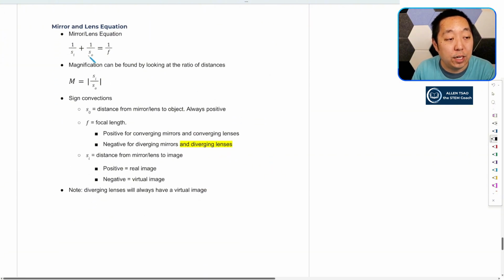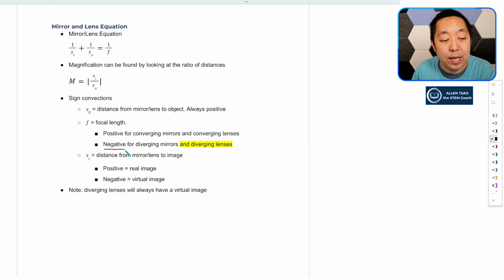Now, if we look at this equation here, 1 over SI plus 1 over SO equals 1 over f, what changes when it comes to diverging lenses is that we have a negative focal length. Diverging mirrors and diverging lenses both have a negative focal length, because they do the same thing. Because f is negative and the object distance is positive, 1 over SI is always going to be less than 0. When you move this to the other side, you have a negative quantity minus a positive quantity, which is still negative. Because it's negative, SI is always negative, which means we will always have a virtual image with a diverging lens.